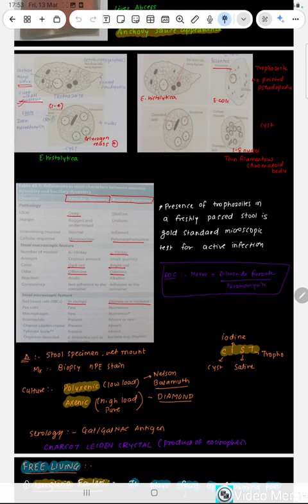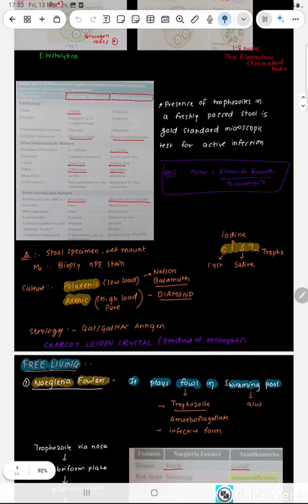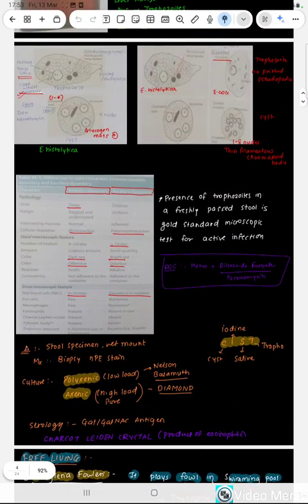Drug of choice is metronidazole, and diloxanide furoate, that is paromomycin, can be used. Then diagnosis is by the stool specimen, that is the wet mount specimen is used. In the wet mount specimen, for the cyst we use iodine, and for the trophozoites we use saline. For management, biopsy and histopathological examination. In culture, there are two types of culture: polyxenic medium and axenic medium. Polyxenic has a low load, so Nelson Balamuth medium, and axenic where high load is present, that is Diamond medium. And serology is the Gal/GalNAc lectin antigen.